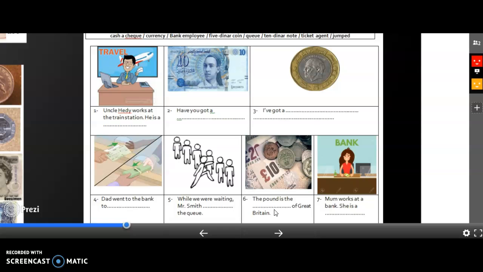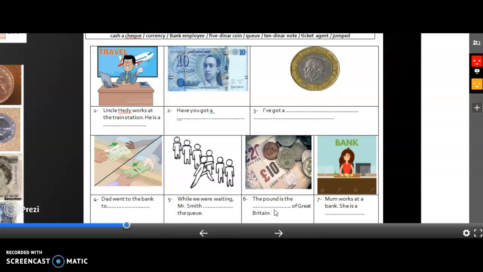Number 5. While we were waiting, Mr. Smith jumped the queue. Yeah, that's excellent. While we were waiting, Mr. Smith jumped the queue. Okay, is it polite to jump a queue? No, so it's impolite to jump a queue. You mustn't jump a queue.